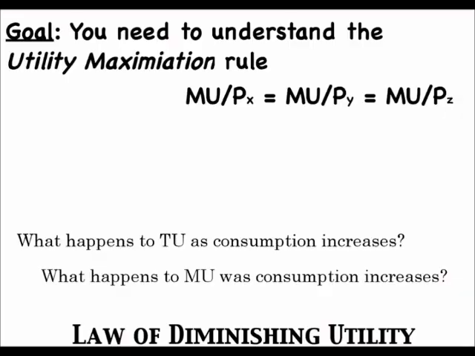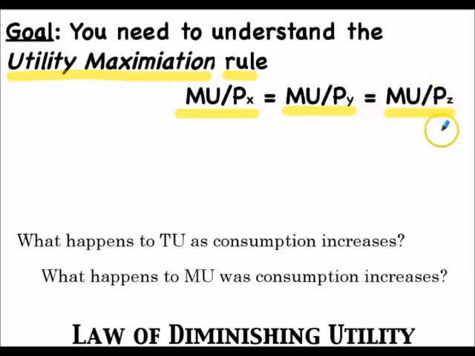Next screen. Okay. Ultimately, our goal is to discover the utility maximization, and we have to understand the rule. Marginal utility over price equals marginal utility over price equals marginal utility over price. X is one product, Y is another product, Z is another product.